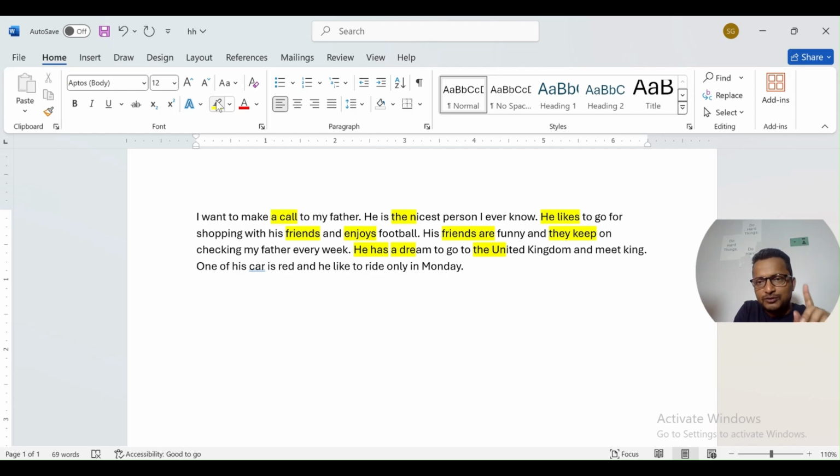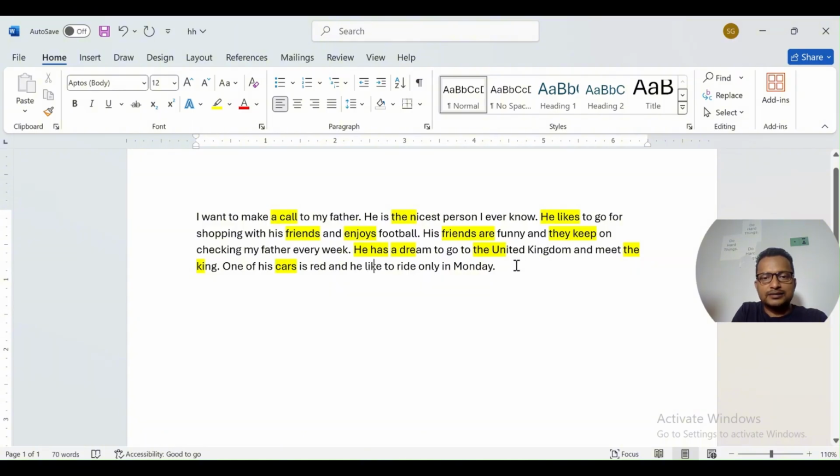The king is only one, and if there is only one, you put the king, and one of his cars, right? One of his cars should be plural. If you say one of, then the noun should be plural. One of his cars is red, and he likes to ride only.